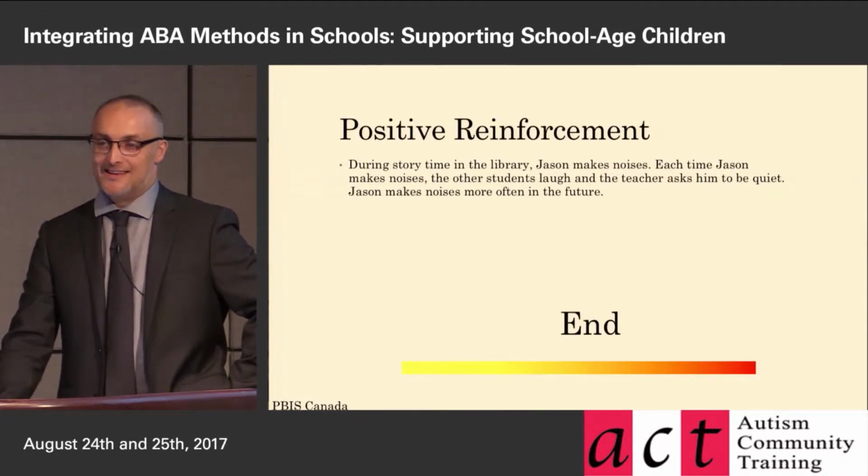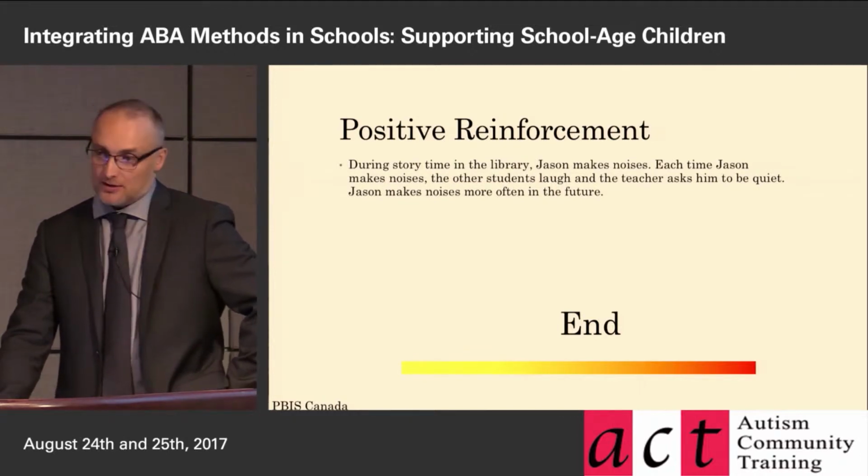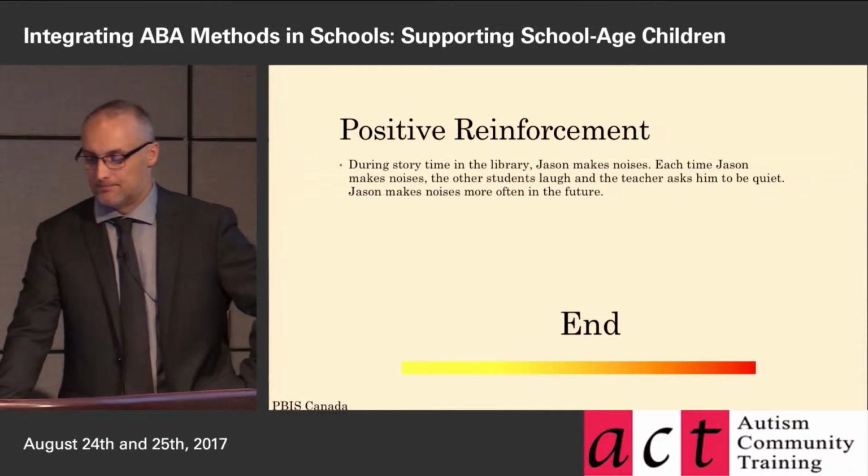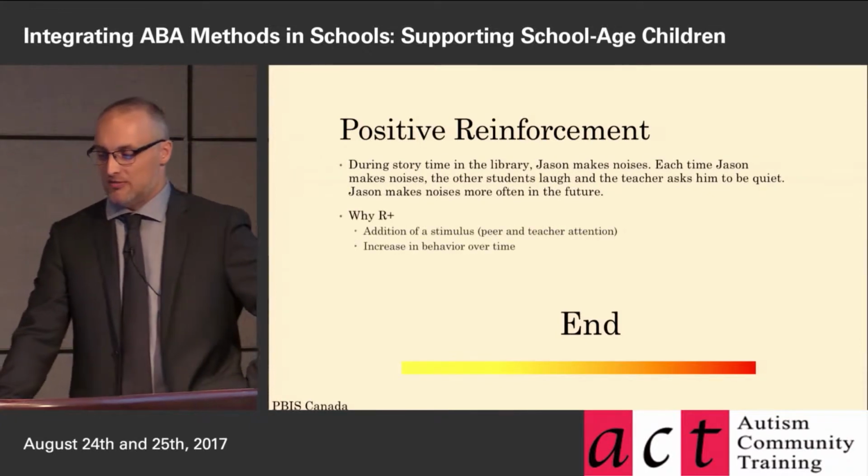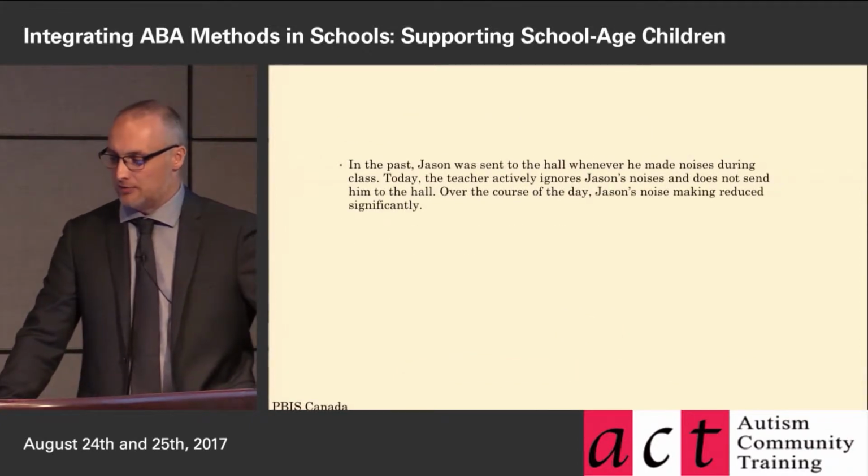The teacher doesn't think that the reprimand is positive reinforcement. The intent is positive punishment. The friends don't necessarily think that they're making it worse, but they're making it worse. The addition of peer and teacher attention and an increase, you got positive reinforcement.